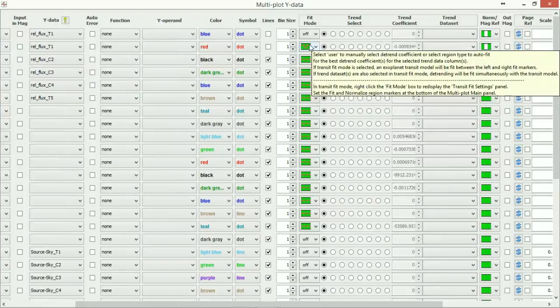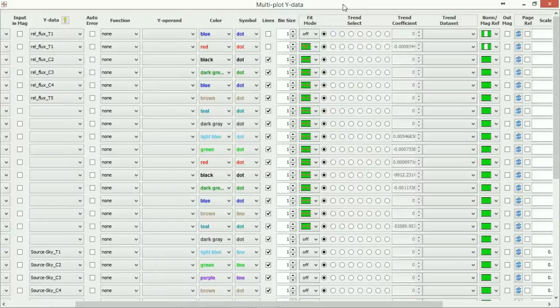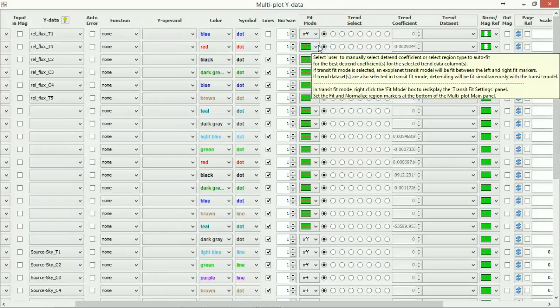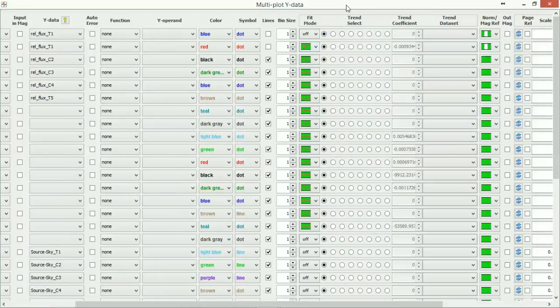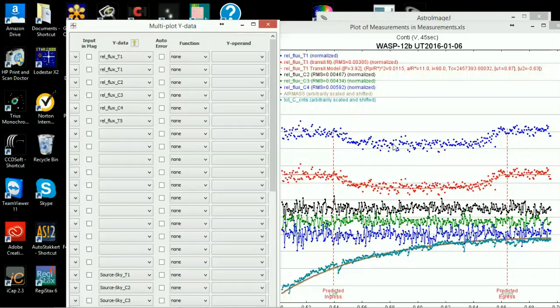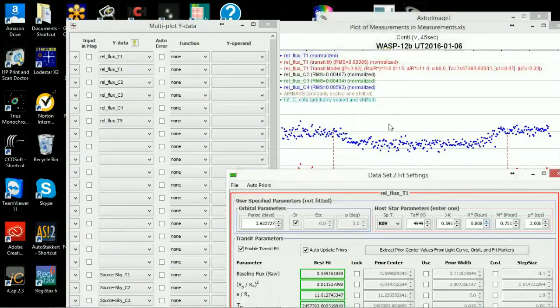This is probably one of the more important steps when we're actually trying to refine the ephemeris of known exoplanets. For candidate exoplanets, it's probably not necessary to actually do a transit fit, since we don't know much more about that exoplanet. We're just trying to see if there is a nice bucket-shaped curve. But for known exoplanets, we can actually now try to fit a transit model to it. And the way we do that is through the dataset 2 fitting screen that you see here.